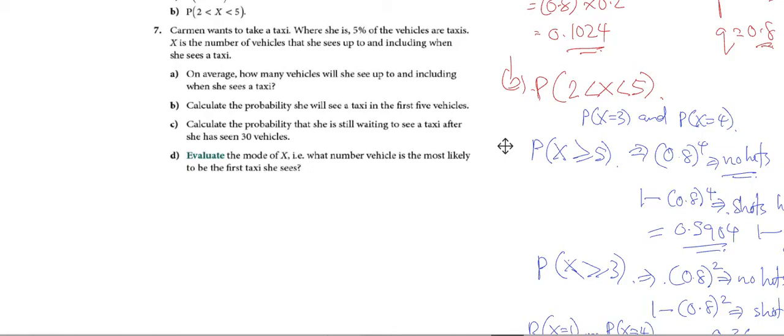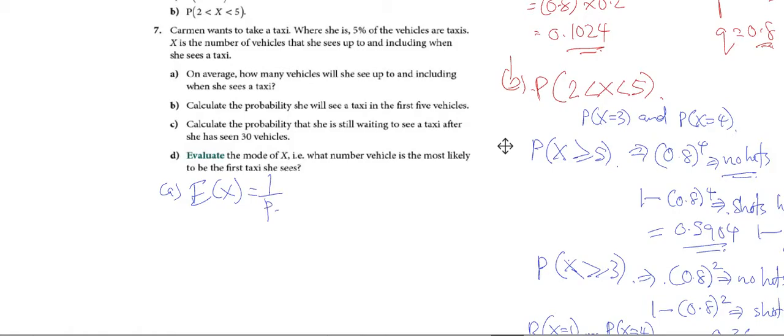On average, how many vehicles will she see up to and including when she sees a taxi? So the first question, how many vehicles will she see? Okay, so anyway, probability of getting a taxi, on average. Oh, okay, so this is an expected value. So expected value, E(X) equals 1 over P.